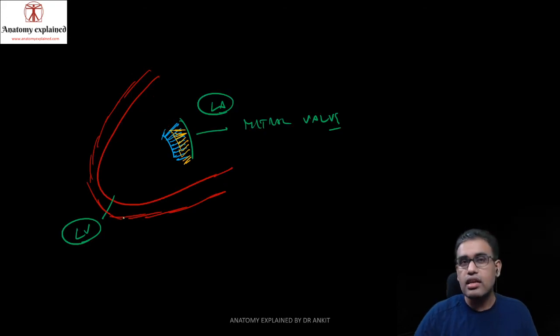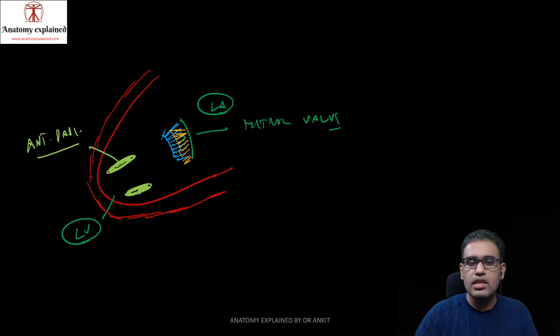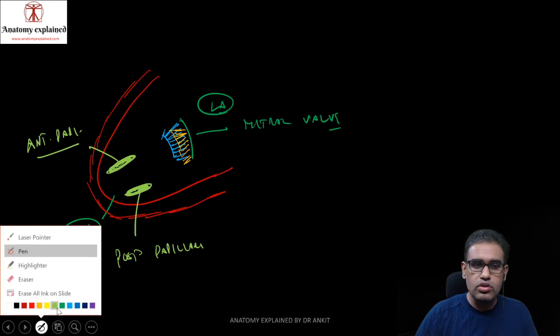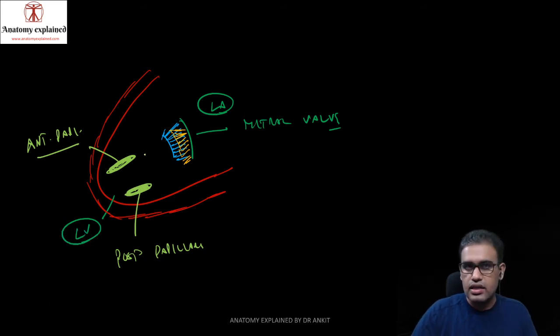Inside the LV, in connection to these cusps, you have the papillary muscles. Those lying more anteriorly are the anterior group of papillary muscles, and those lying more posteriorly are the posterior group of papillary muscles. As we also know, these papillary muscles are connected to the cusps via the chordae tendineae. Remember that each papillary muscle is not totally devoted to one cusp. Instead, each papillary muscle is connected somewhat to the anterior cusp and somewhat to the posterior cusp. The same goes for the posterior papillary muscle.